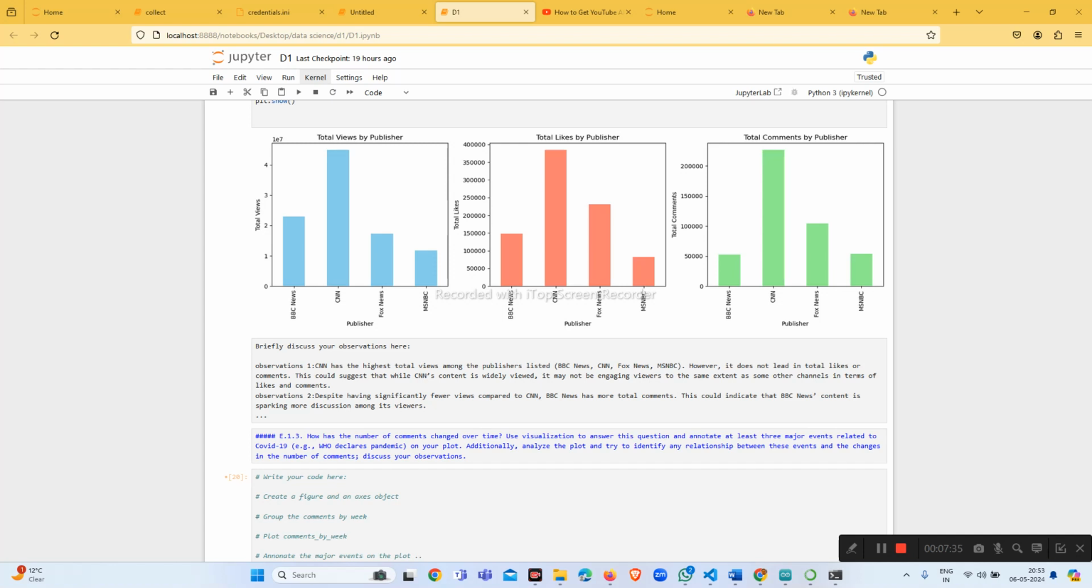The second observation was, despite having fewer views compared to CNN, BBC News has more total comments. This could indicate that the BBC News content is sparking more discussion among its viewers.